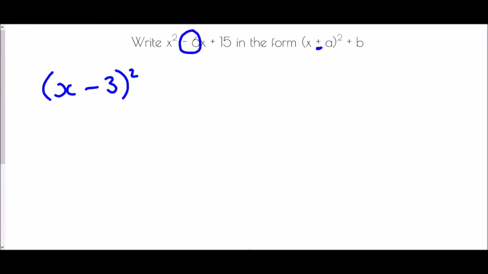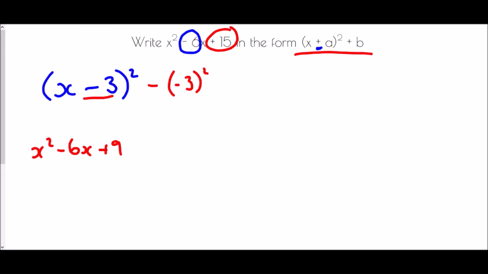Now, if I do that, that will be x squared take away 6x. That's good, but it will be plus 9 at the end. That is not what we have here. We have plus 15. And so, how am I going to get it into this form? Well, I will subtract the value inside of the bracket, negative 3 squared, and then I will add the value at the end, the 15.